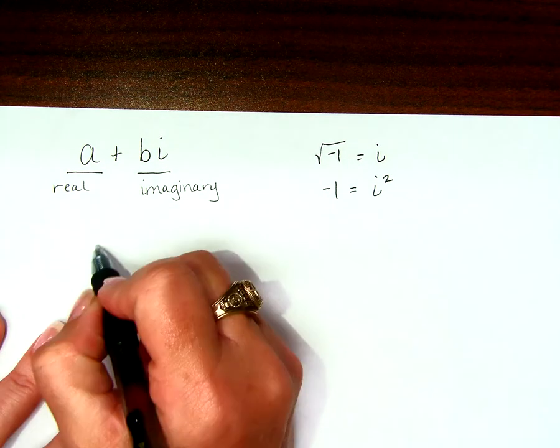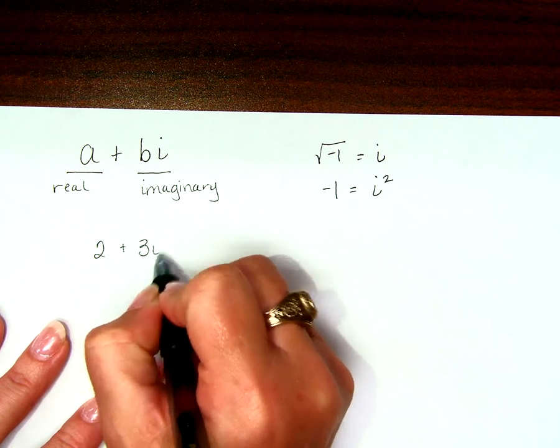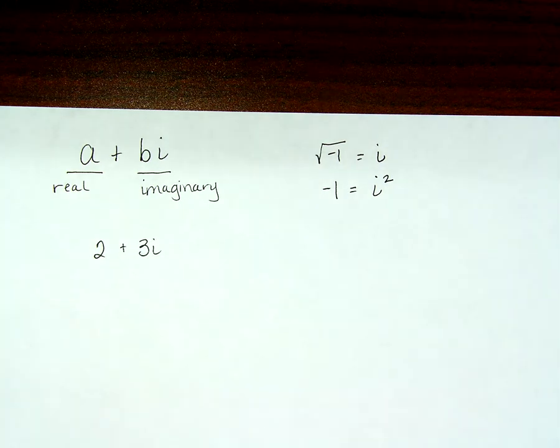So if I have 2 plus 3i, which is the real part? The 2. And which is the imaginary part? 3i, okay? There's a thing called the equality of complex numbers.